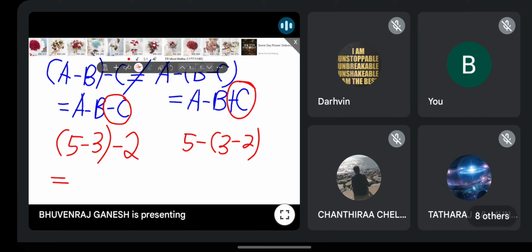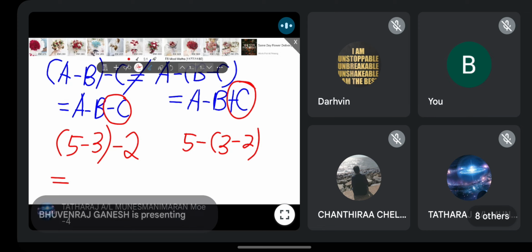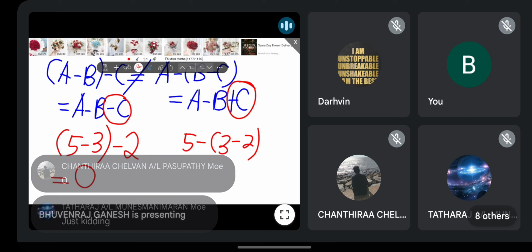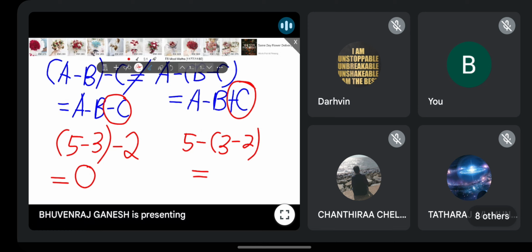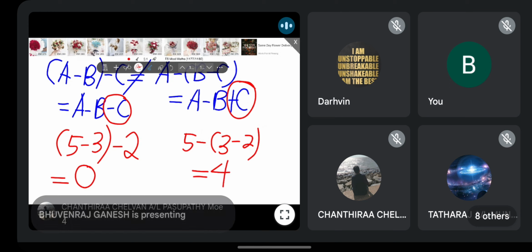Okay, guys, left hand side. What is the answer you all get? 5 minus 3 in bracket. Huh? Where got negative 4? Careful, huh? Don't scare me. Yeah, the answer is 0. Okay, second one. I thought you really made mistake. Okay, you will get 4, right? If you solve the second one.